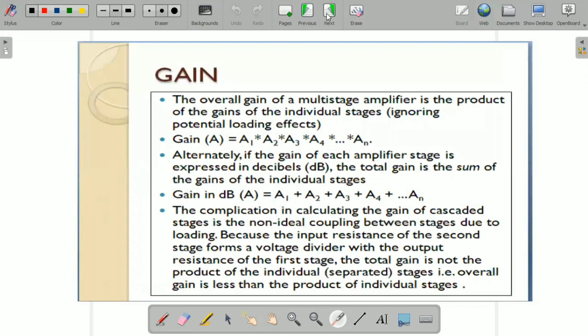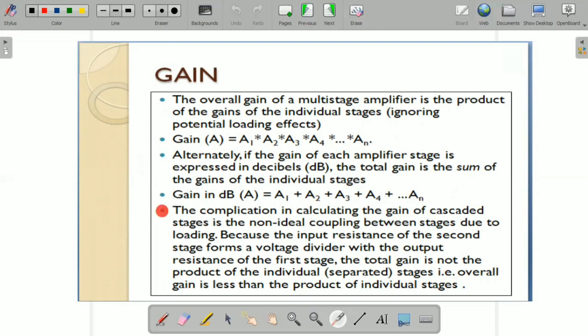Next, the gain of the multi-stage amplifier. The overall gain of the multi-stage amplifier is the product of the gains of individual stages, ignoring the potential loading effects. Alternatively, if the gain of each amplifier stage is expressed in decibels, dB, the total gain is the sum of gains of individual stages.